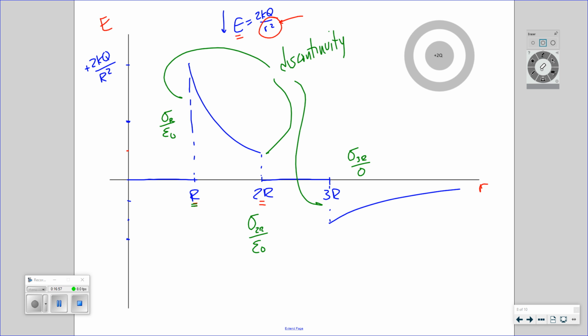I encourage you to actually calculate what this is, and you're going to get this number, because that's how tall this is. The discontinuity is the magnitude of that difference. Well, this is 0, and that's 2kq over r squared, so that discontinuity is equal to 2kq over r squared. You should go to some lengths to show that sigma over epsilon naught is indeed 2kq over r squared. But what I will show you is this.